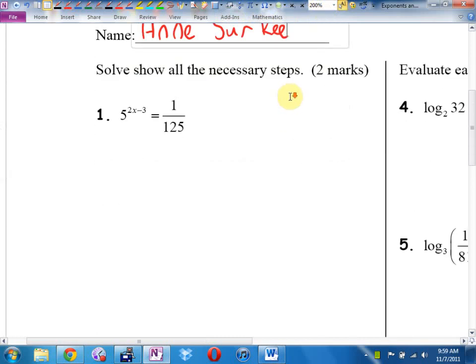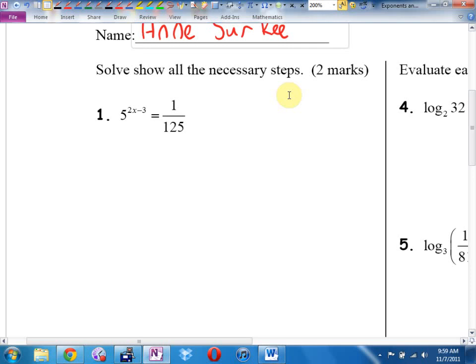Number one. So we started this unit out. Lesson one was a review of exponents. And I'm not actually going to ask you to simplify exponents on your test. But what I said was you want to be comfy with exponents to do the rest of this stuff. Like question one. This was lesson two.